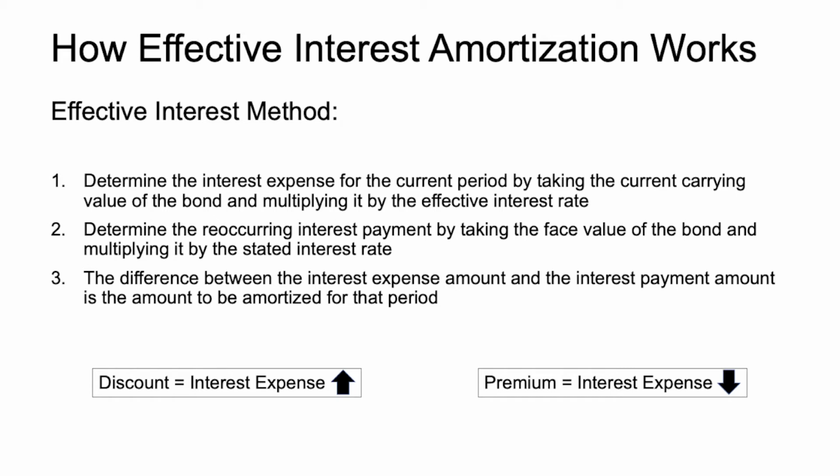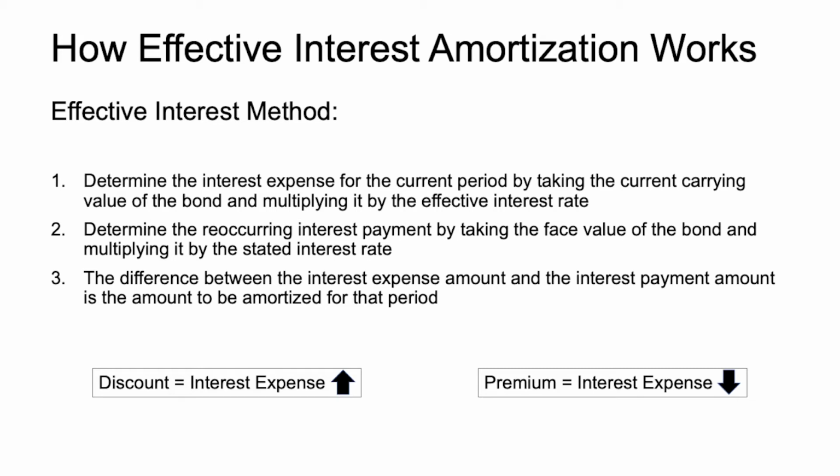Next, we're going to want to determine the recurring interest payment by taking the face value of the bond and multiplying it by the stated interest rate. Again, these amounts should be given to you right in the problem. And then finally, all we're going to want to do is take that difference between the interest expense that we solved in step number 1 and the interest payment, which we solved in step number 2, and that's the amount to be amortized for that period.